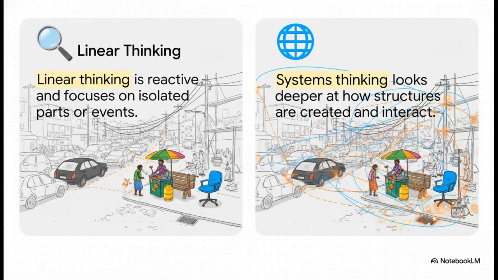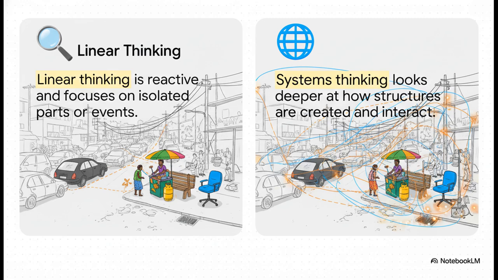So what is actually happening here? Well, let's dive into it. Most of us look at that street corner using what's called linear thinking. We just see isolated objects, right? We see a car, a street vendor, a broken bench. But to truly understand why that intersection is gridlocked, we need a major paradigm shift. We need systems thinking. We are no longer looking at isolated objects. We are looking at the dynamic systems they represent.